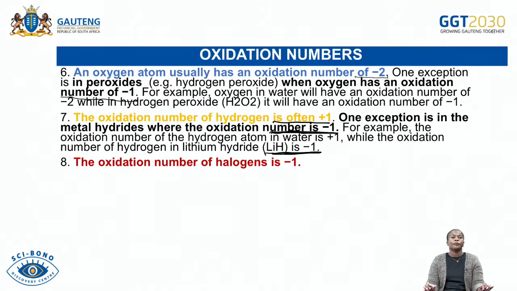Rule number 8: the oxidation number of a halogen is -1.